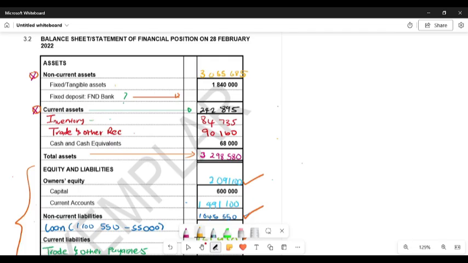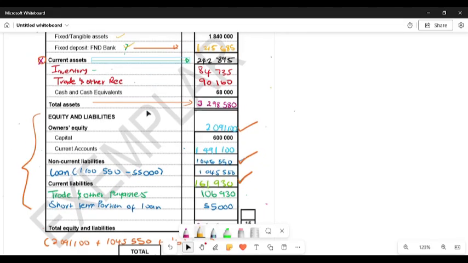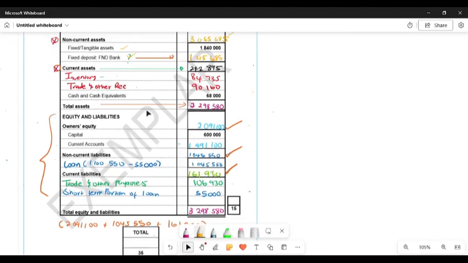Remember, fixed assets plus fixed deposit make this total right over here. So I can just simply take the amount minus 1,840,000. And as a result, my fixed deposit would be equal to 1,215,685. All right, and this would be our complete statement of financial position, which is our balance sheet.